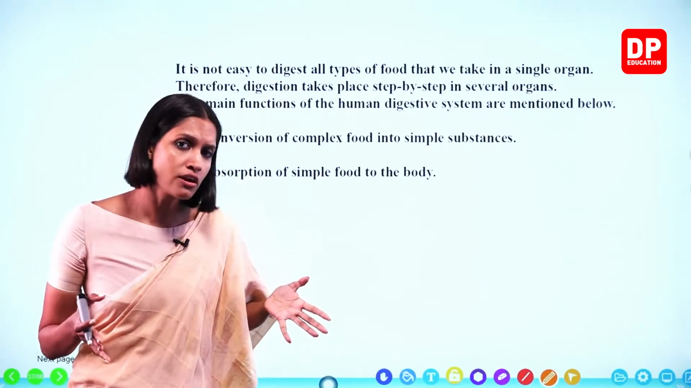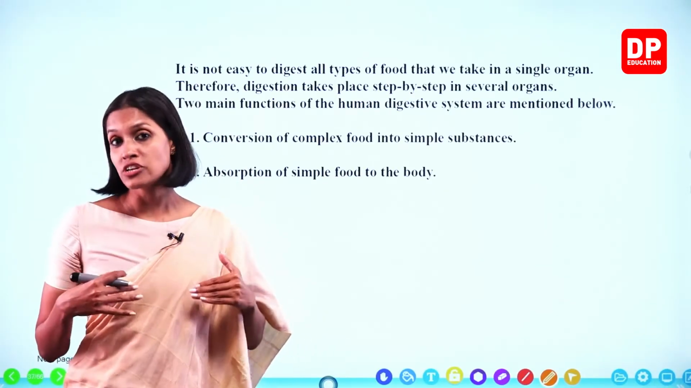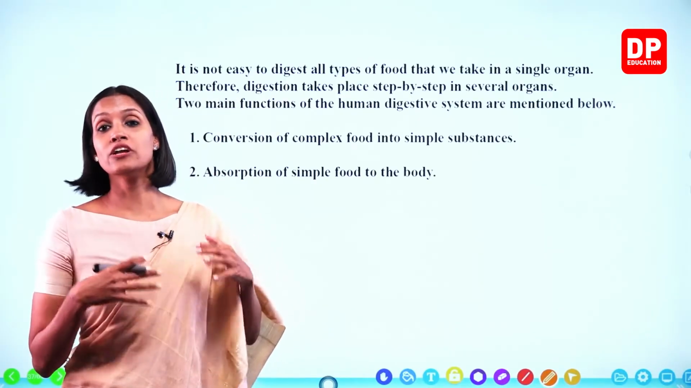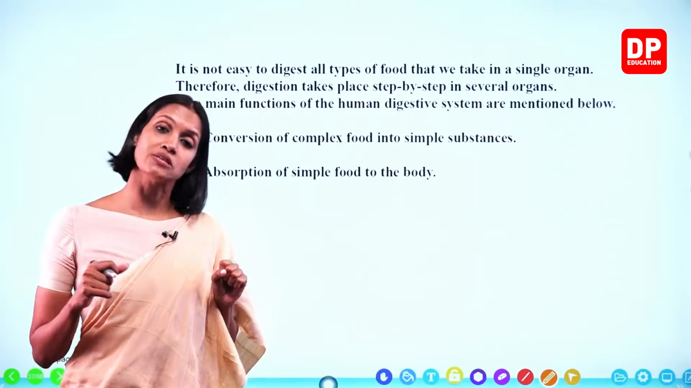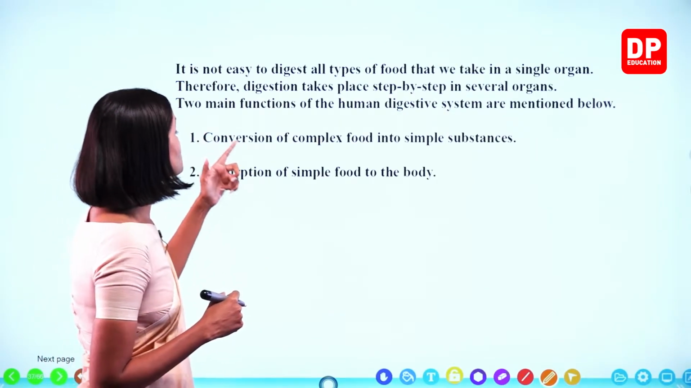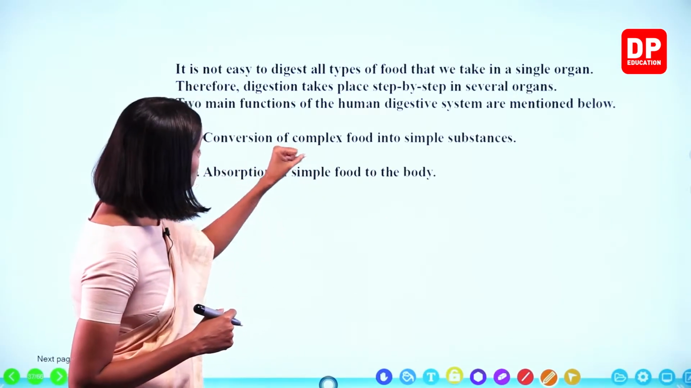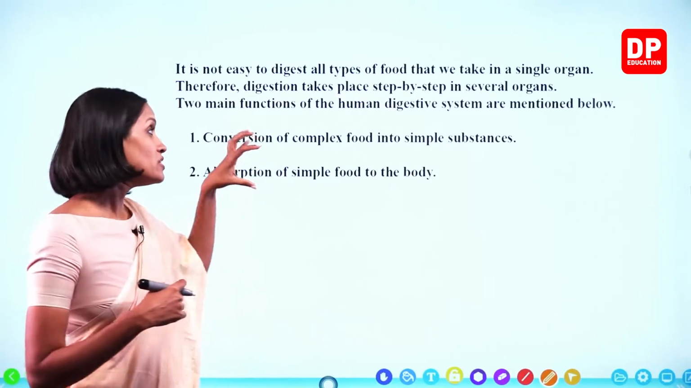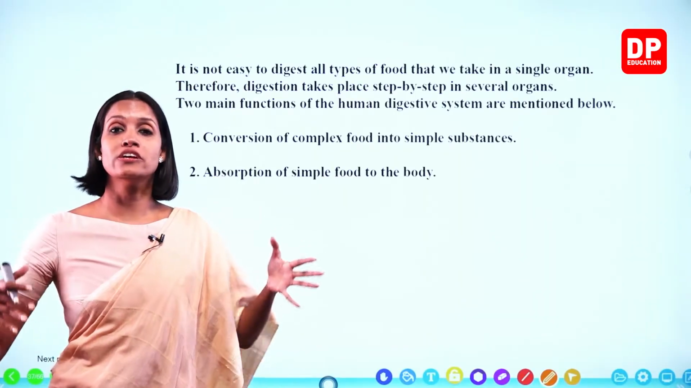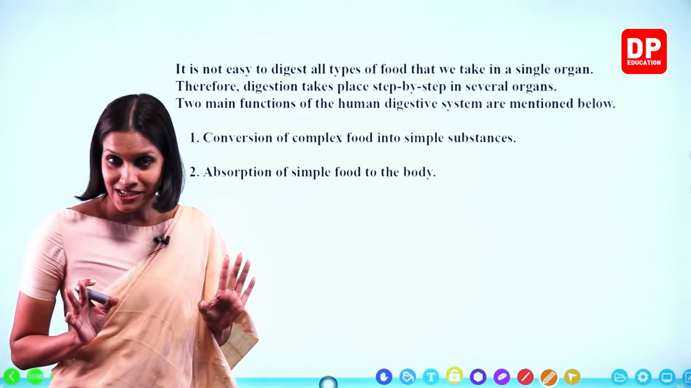Just breaking down is not enough. The purpose of breaking down food is finally absorbing the nutrients. In order to absorb the nutrients easily, our body has to break down this large food into simpler pieces. So the second function is absorption of simple food into the body. Now this absorption is done by blood. The nutrients are given to the blood, and blood can now take all these nutrients throughout the body to the relevant places. Okay, children?